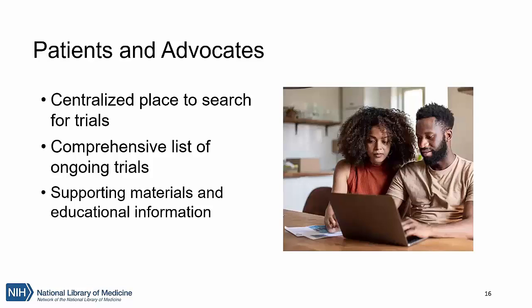We're going to discuss a little bit more about the different groups. So for patients and advocates, the original intent of ClinicalTrials.gov was to help more patients gain access to trials that might help them. Patients and their advocates are the primary user group for the public-facing website. This site provides a centralized place to search for trials by condition, location, and other trial characteristics. And it provides a comprehensive list of ongoing trials for those who are interested in enrolling in one.